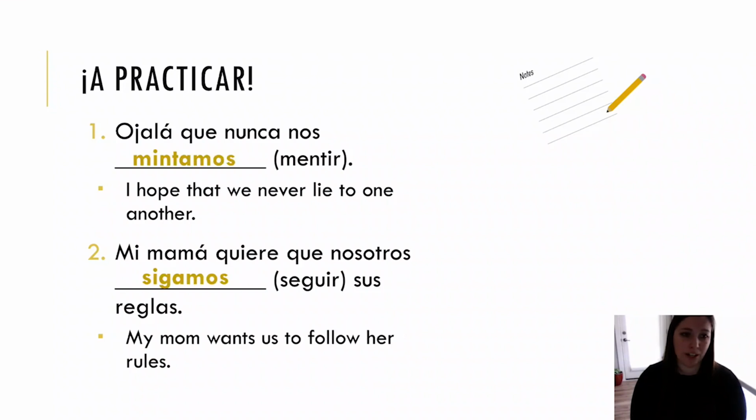Número 1. Ojalá que nunca nos mintamos. I hope that we never lie to one another. Número 2. Mi mamá quiere que nosotros sigamos sus reglas. My mom wants us to follow her rules.